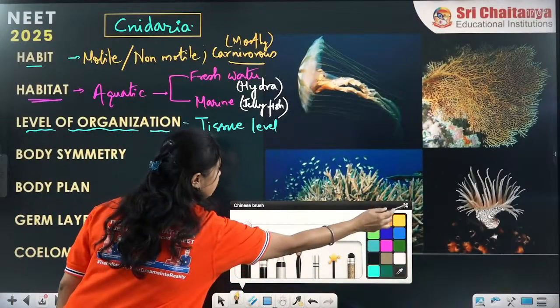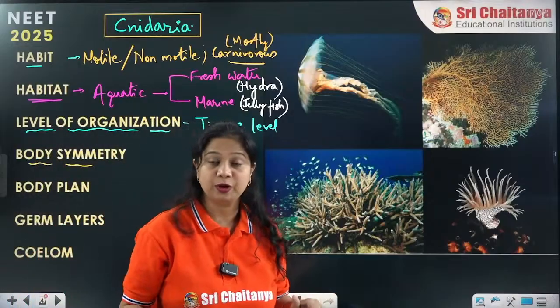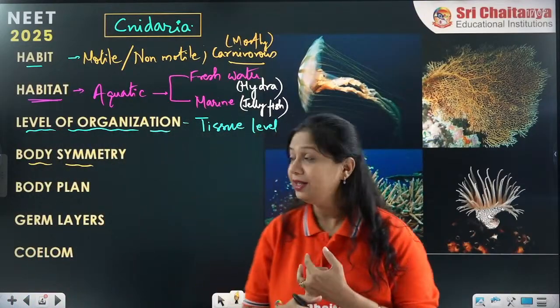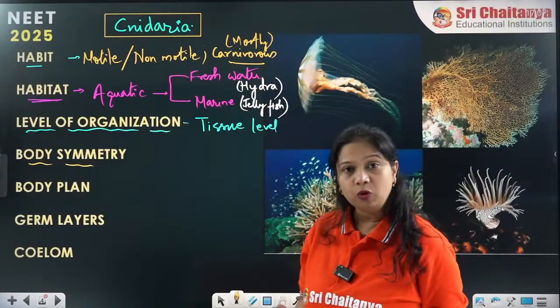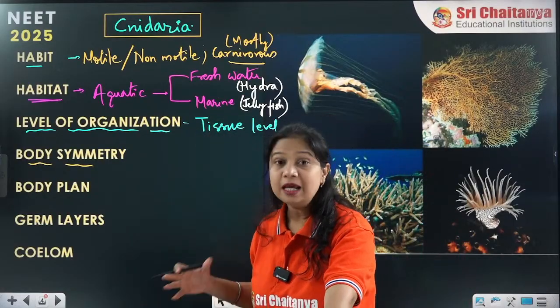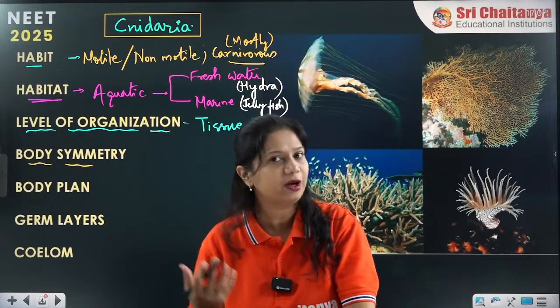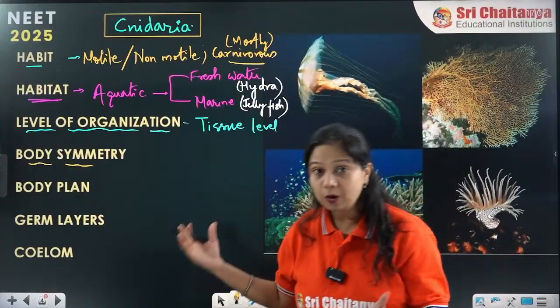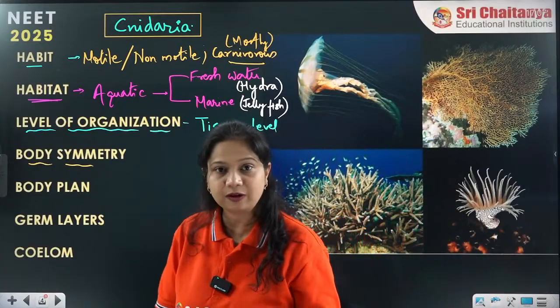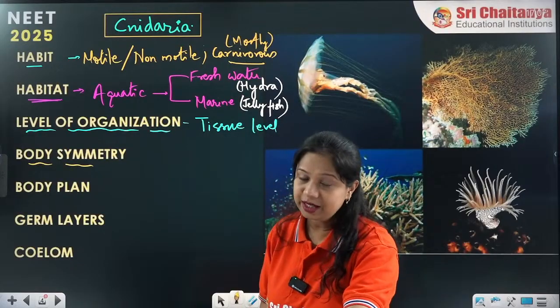Body symmetry. What type of body symmetry? I hope these four points are very clear to you. How do we read them? We read them as they are either motile or non-motile. They are aquatic, fresh or marine water forms. Level of organization has evolved from the poriferans. Poriferans were cellular, but now they have become tissue level of organization. So they are showing tissue level of organization.